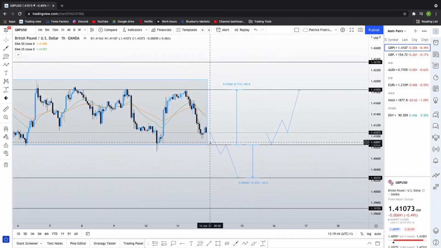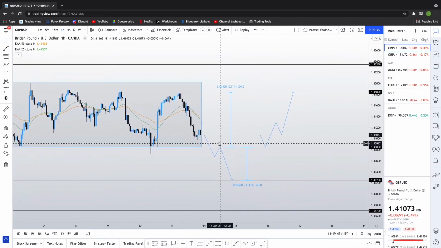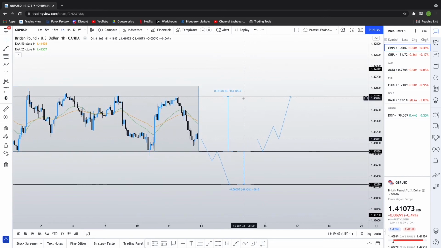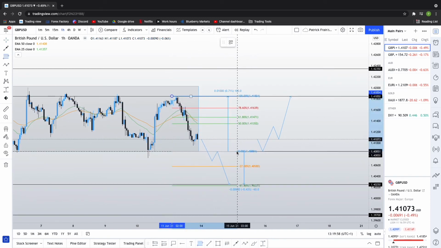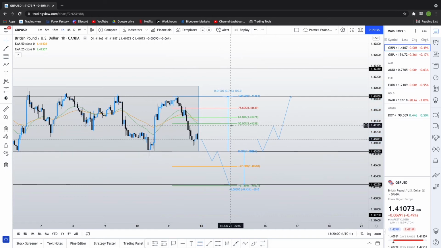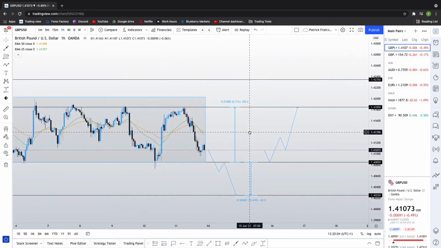If we come back down to this level of support and reject it once again, I will be looking for buys with targets up at 1.41850, which is around 100 pips to the upside. However, keeping an eye on our Fibonacci, if we do see price move down to this level of support, then I will keep an eye on our 50% and our 61.8% level for any reaction.